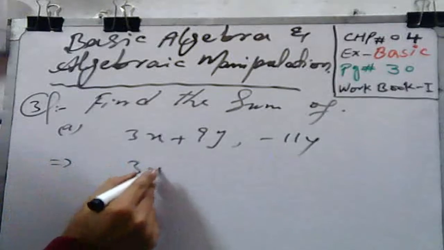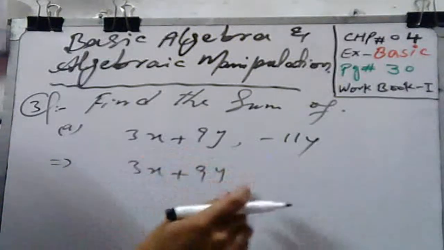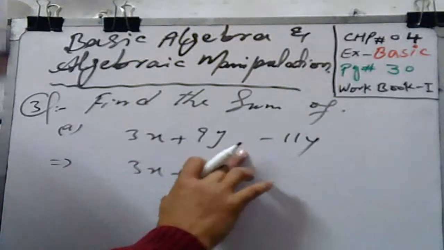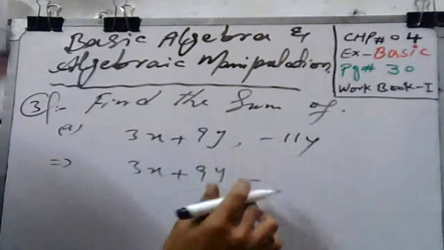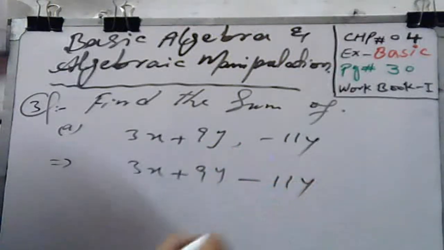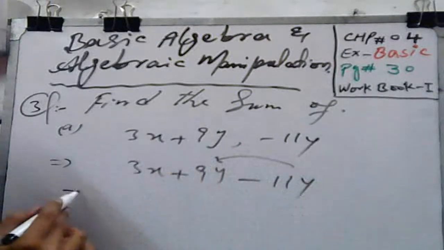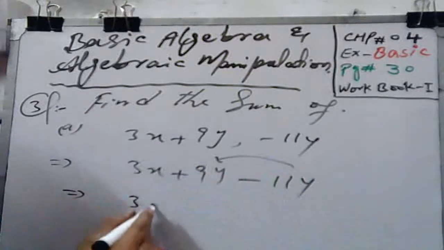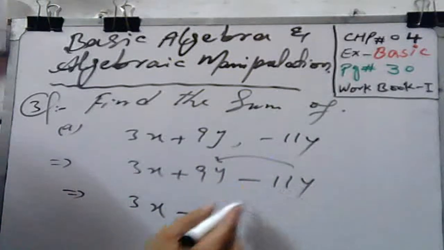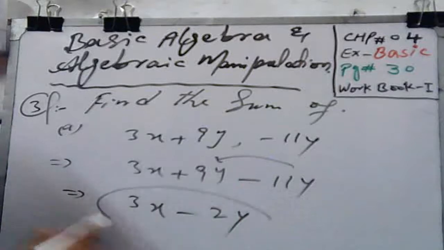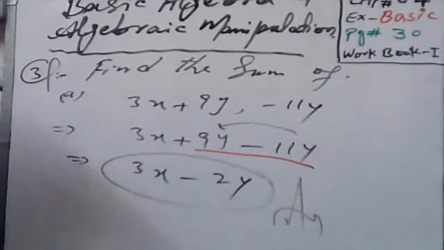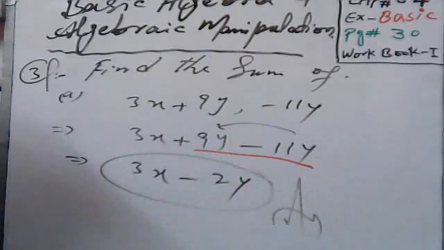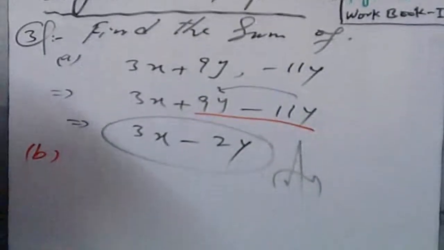Okay, sum. 3x, 9y and sum means plus, but when minus always wins, so 11y. So homogeneous terms should be added, so this is your horizontal method, so you can write minus 2y. So that is your result, because 9y minus 11y you will get this.